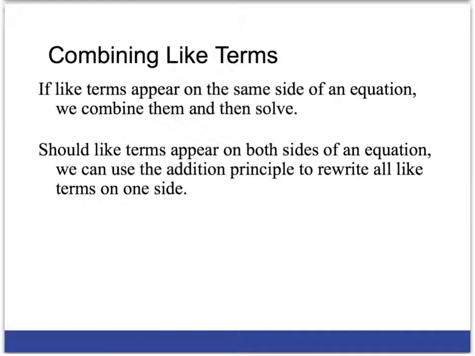Now, sometimes you have to combine like terms. So if like terms appear on the same side of an equation, we combine them and then we solve. So you look at one side of the equation first, see if there's anything you need to do. Then you look at the other side, and that's what it means if it appears on both sides. We're going to look at both sides, see what we can clear up first, combine like terms, and then we start the solving process. So let's do a couple.